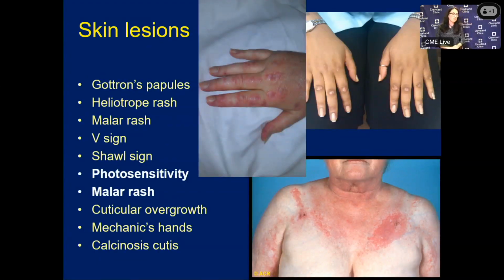These are typical skin lesions that can be seen with dermatomyositis, but I'd like to mention here that sometimes we see very nonspecific rashes. But these are the rashes that in a case presentation would be mentioned in association with dermatomyositis. So it's important to be familiar with Gottron's papules, the heliotrope rash, malar rash that is similar to lupus, the V sign, as you can see there, the shawl sign, which is on the back. These patients have severe photosensitivity and cuticular overgrowth. Mechanic hands is seen in antisynthetase syndromes and calcinosis cutis is more common in children.